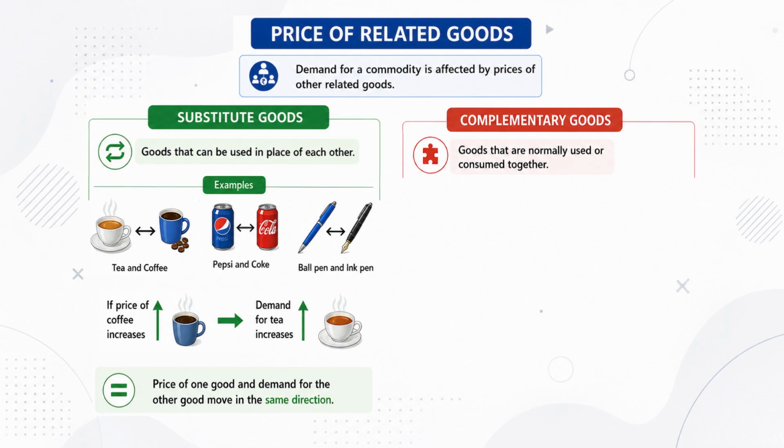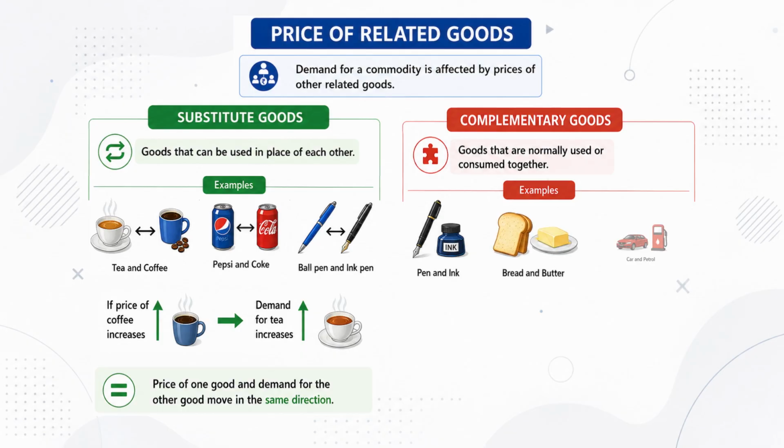Now, let us look at complementary goods. Complementary goods are goods that are normally used or consumed together. Examples include pen and ink, bread and butter, and car and petrol.